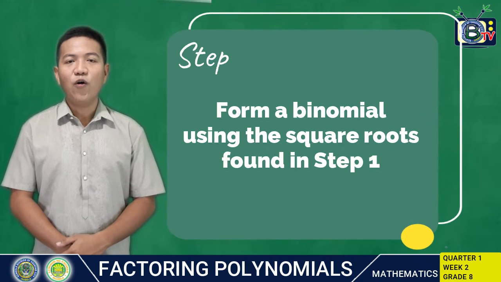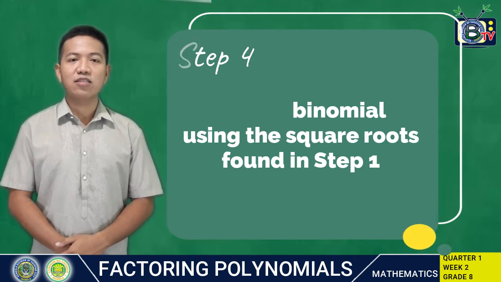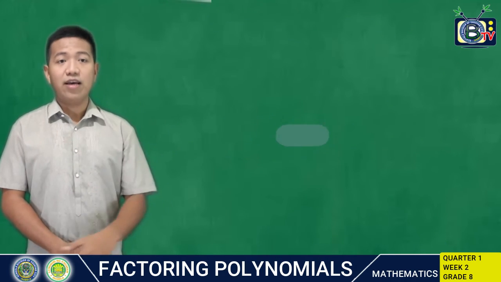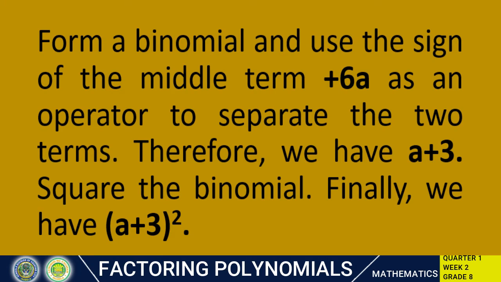And step 4. Form a binomial using the square roots found in step 1, taking the sign of the middle term of the given trinomial. Using the terms a and 3, form a binomial and use the sign of the middle term plus 6a as an operator to separate the two terms. Therefore, we have a plus 3. Square the binomial. Finally, we have quantity a plus 3 squared.